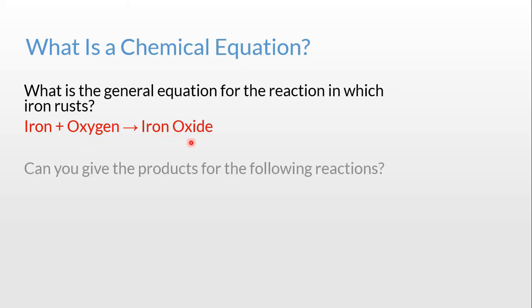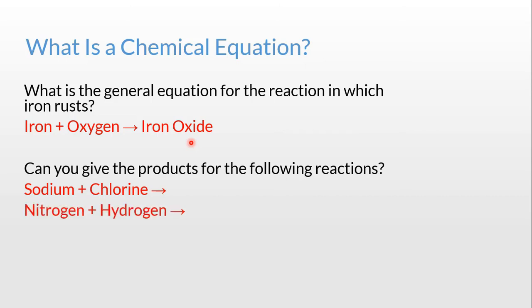Iron oxide. So can you give the products for the following reactions? Pause the video and see if you can give the products for these reactions. Sodium plus chlorine, nitrogen plus hydrogen, calcium plus oxygen, zinc plus chlorine. Do that and let's see what you get.